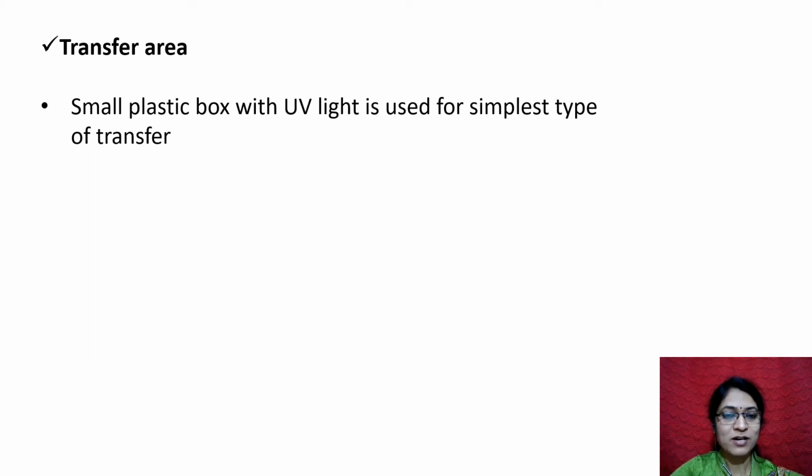This is used only for the simplest type of transfer. The plastic box or wooden box must have a sliding door, and the door must contain two holes to insert our hands, and we can perform the experiment.